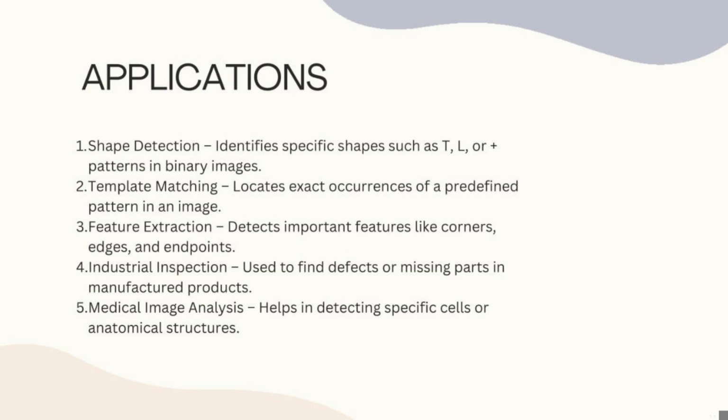The hit or miss transform has a variety of real-world applications, such as: 1. Shape detection, identifying patterns like T, L, or plus in binary images. 2. Template matching, locating specific predefined shapes within an image. 3. Feature extraction, detecting junctions, corners, and endpoints in structures. 4. Industrial inspection, spotting defects or missing parts in manufactured products. 5. Medical imaging, recognizing particular cells or anatomical features in scans. These applications demonstrate its importance in automation and computer vision.